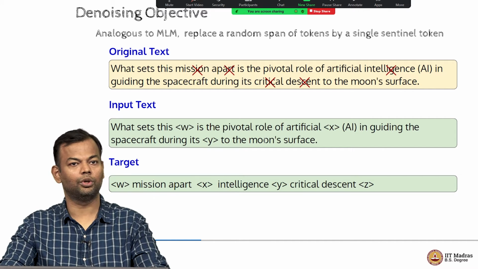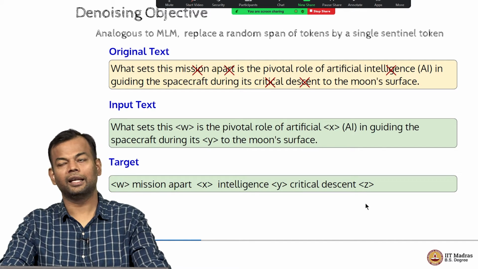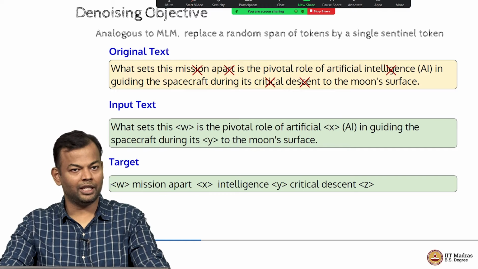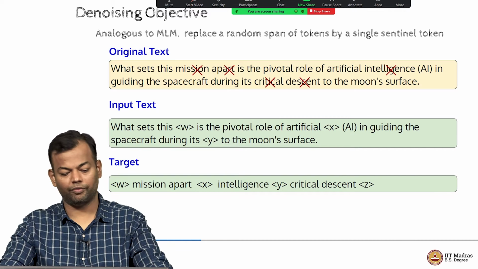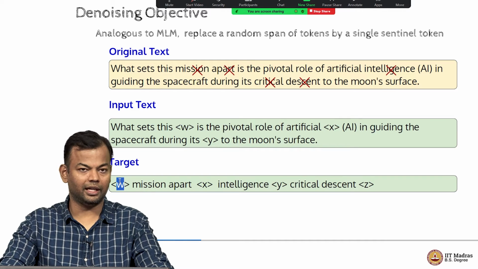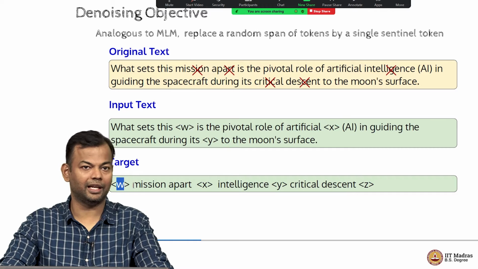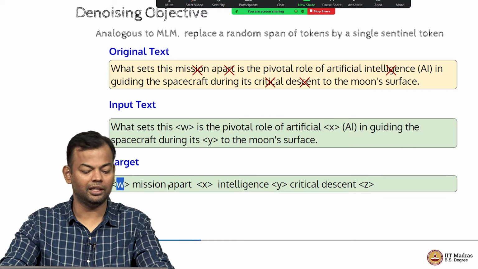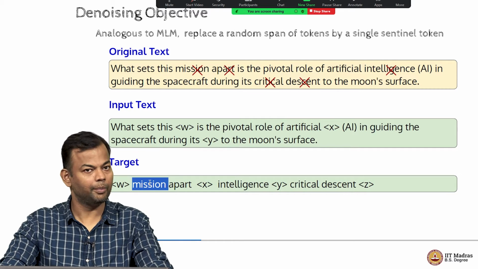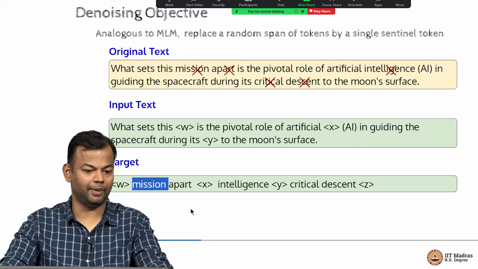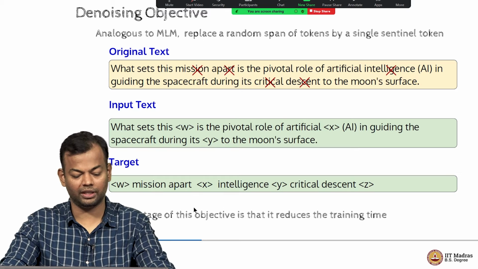So this is what the input would look like. This is the target that the model has, and you will measure the cross entropy for every token here, right? Did you generate W at this point? If you generated anything other than W, then you'll get a penalty. After generating W, did you generate mission? If you generated anything else, then you'll get a penalty, right? So that's what the denoising objective is.